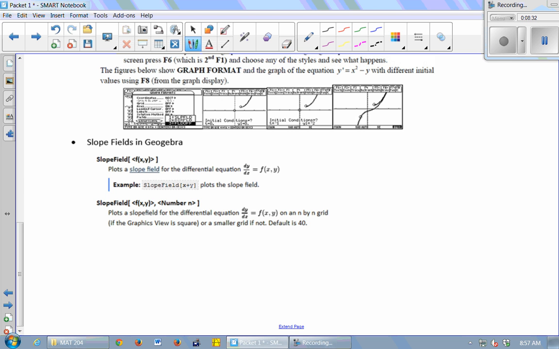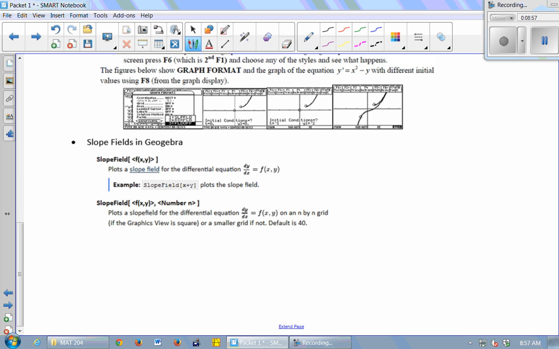No, I will not ever ask you to create a slope field on a quiz or a test. You might want to make one while you're working on a homework problem, something like that, to confirm an analytic solution that you came up with. You might create a slope field and just say, oh yeah, my analytic solution matches that picture. So this is something you might want to use for homework.